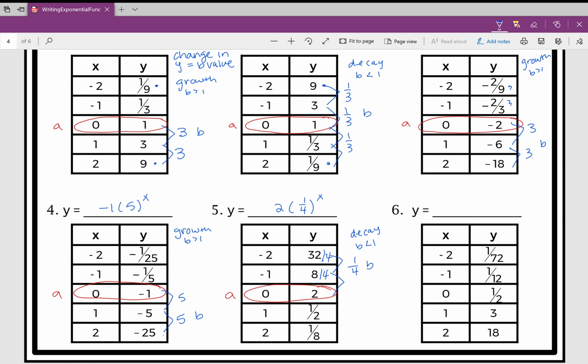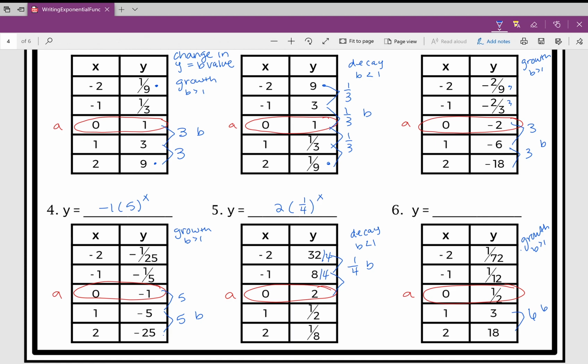Okay, let's look at number 6. So number 6 says, okay, let's first find our a value. Okay, our a value is right here. Now let's find if this is a growth or a decay. So from 3 to 18, it's going up, so it's a growth. So that means b has to be greater than 1. So from 3 to 18, we're multiplying by 6. So 6 is our b value.